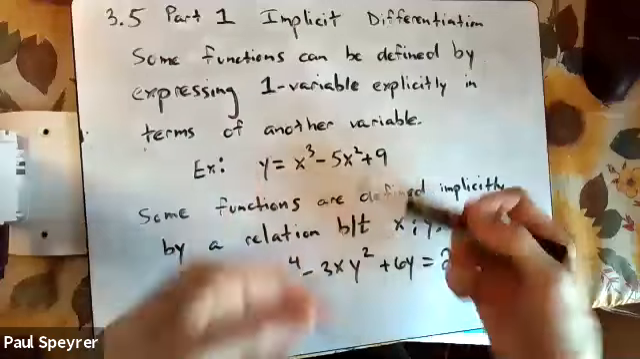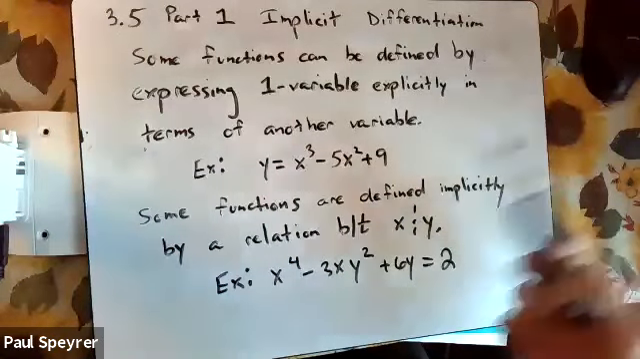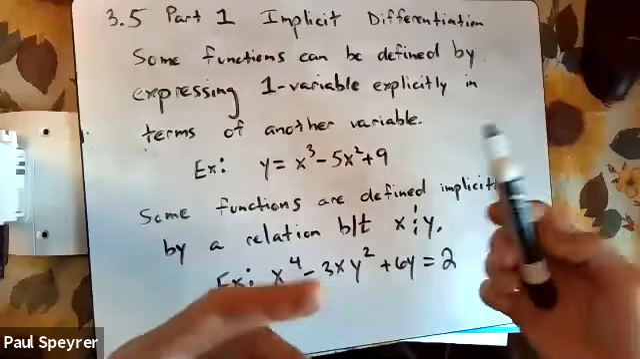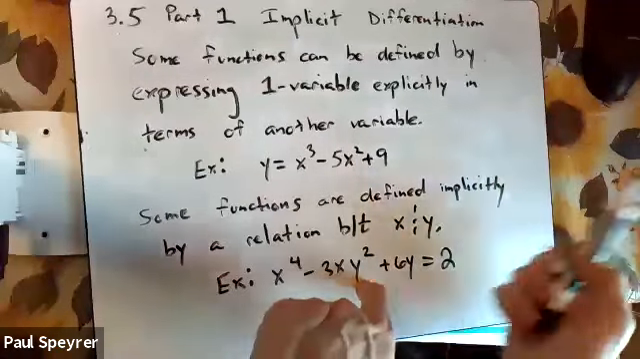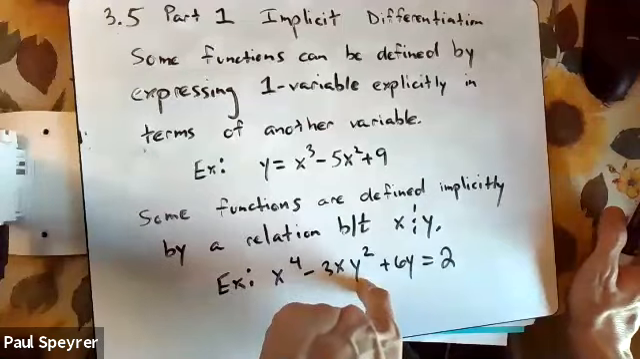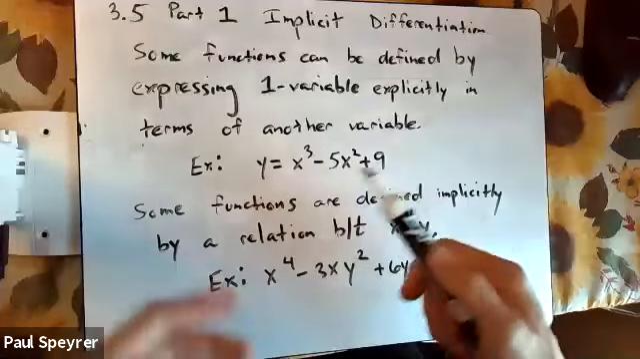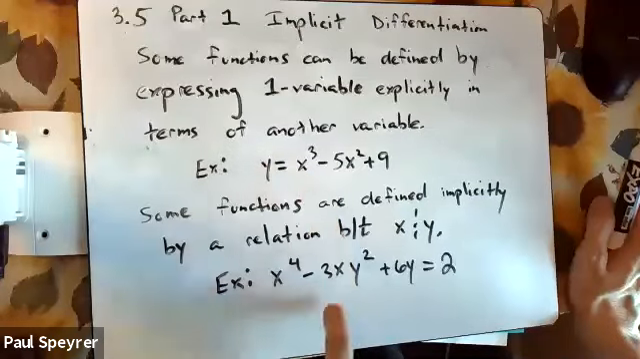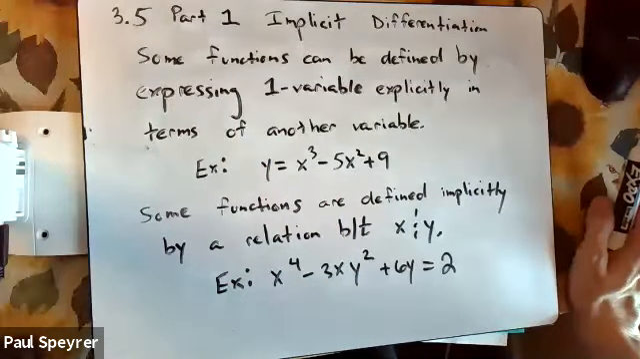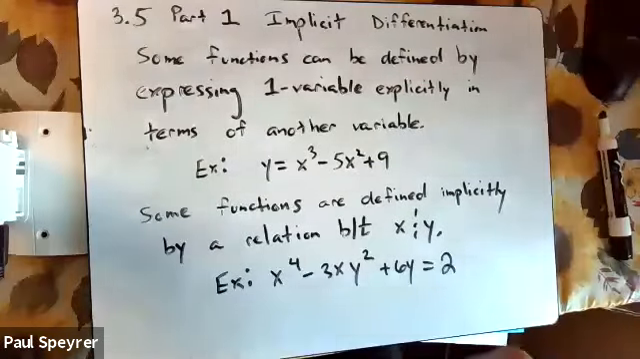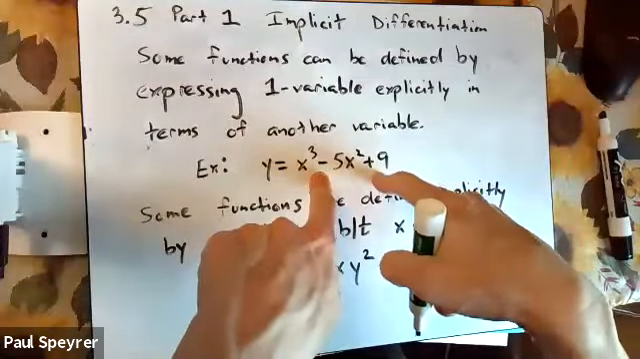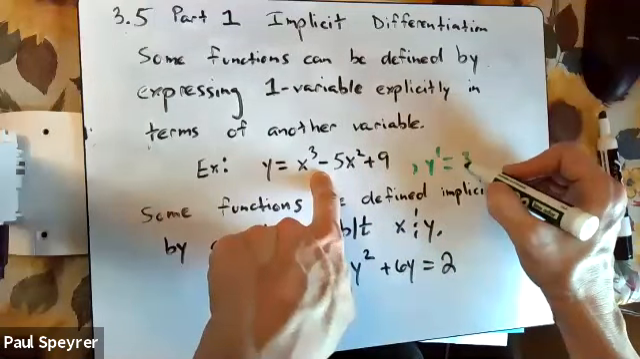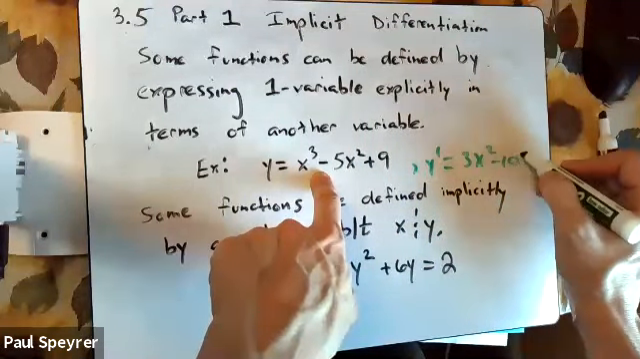So let's look at the major differences. We have x and y on the same side right here, but also, something that makes it more complicated is that you now have multiple powers of y. We have y squared. So that's a big difference between explicit functions and implicit ones. And you can take the derivative of both of them. For the first one, the derivative is straightforward: y prime is just equal to 3x squared minus 10x.